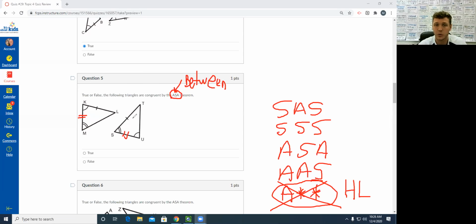All right, if anything, this would be the angle side. But even at angle side, the triangle is not oriented correctly, right? Because you see how this side is next to this angle, the angle with the 1 tick mark. And on here, the side is next to the angle with the 2 tick marks. So this one we say it's false, right? They are not congruent.